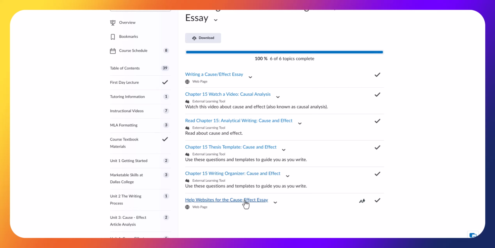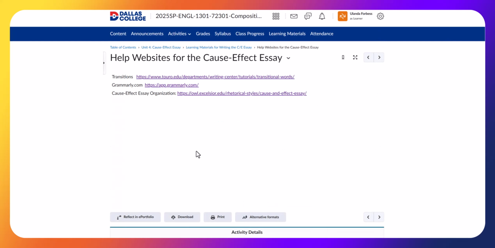Here are some important websites for the cause-effect essay. Transitions are extremely important in your cause-effect essay because your reader is not going to know when you move from the causes to the effects unless you tell the reader. Grammarly.com is always a good place to go look for materials that you may need in order to be able to provide good transitions or good sentence structure. And then here's a cause-effect essay organization where you can look at the rhetorical styles and you can see which one best fits with your particular topic.